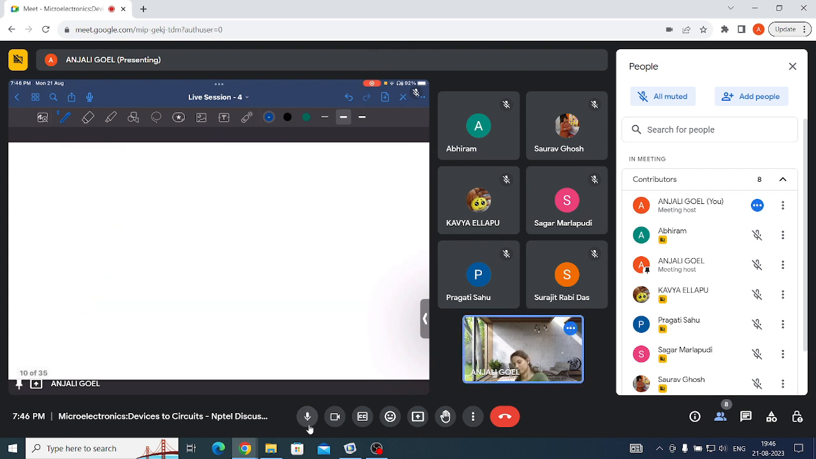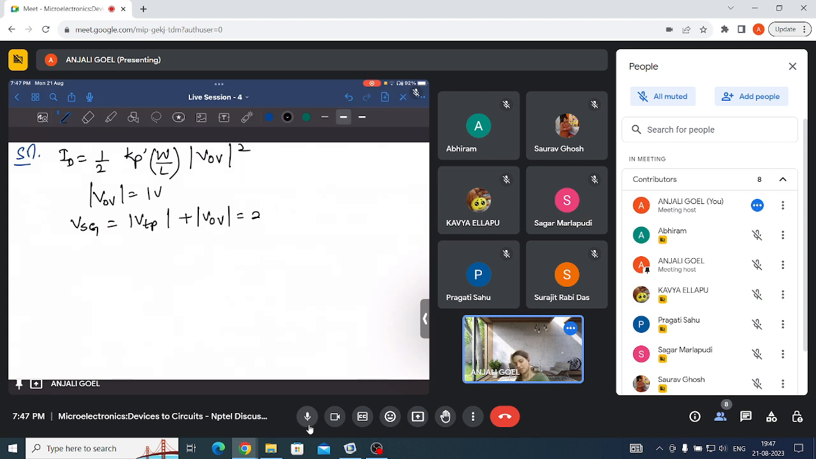Okay, so ID equals to half Kp dash W by L V overdrive square. So after replacing, V overdrive is equals to 1 volt, VSG is equals to VTP plus V overdrive, which is equals to 2 volt.